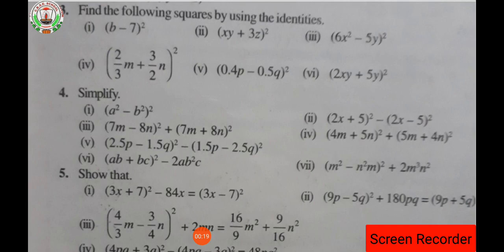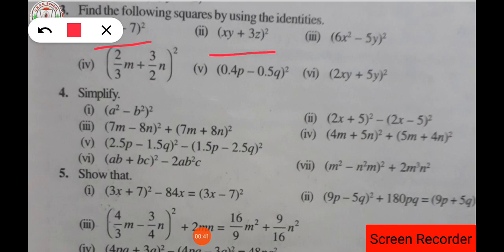Okay. So what is said in the first question, number 3, is to find the following squares by using suitable identities. So while seeing the question you have to say which identity is going to be used. Here it is a minus sign, isn't it? b square minus 7 is there. That means which identity are we going to use? A minus b the whole square, isn't it?